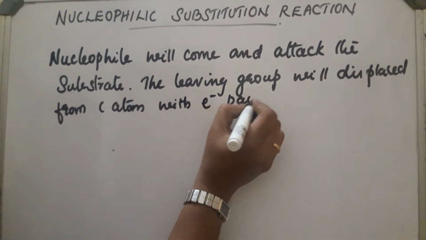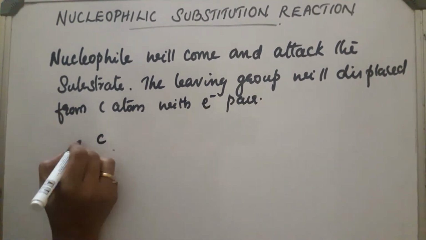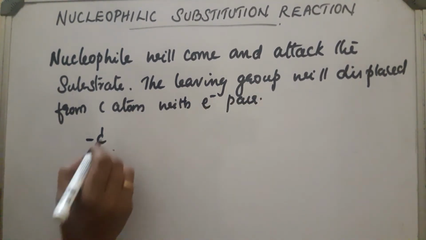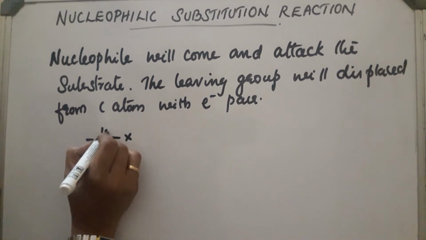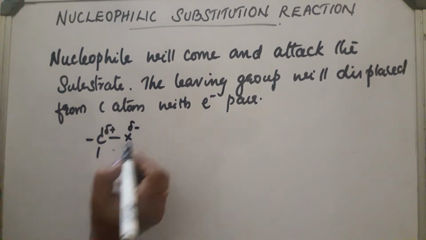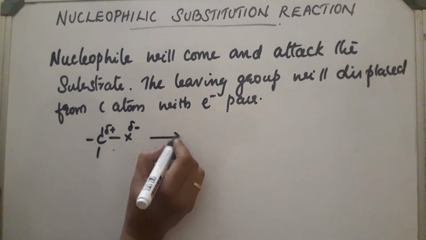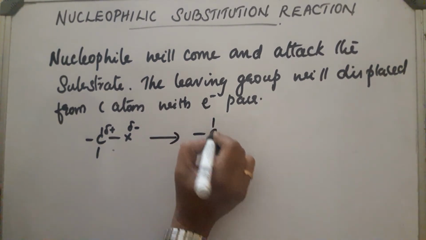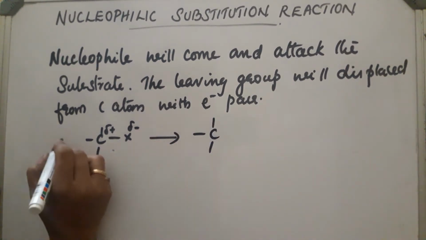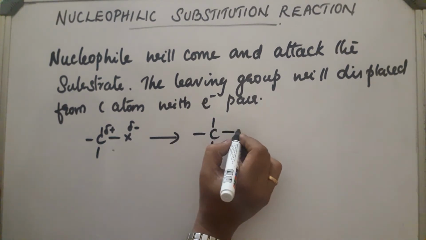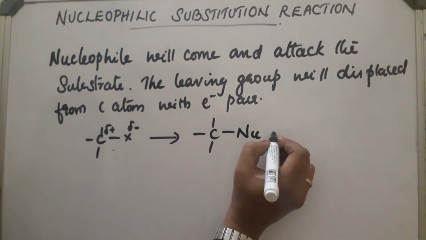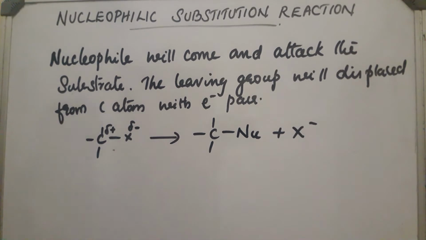Let us see how it happens. Let this be the compound. X has a partial negative charge and the carbon has a partial positive charge. In such a case, what will happen? The nucleophile will come and attack, and X minus leaves. This will be the reaction.